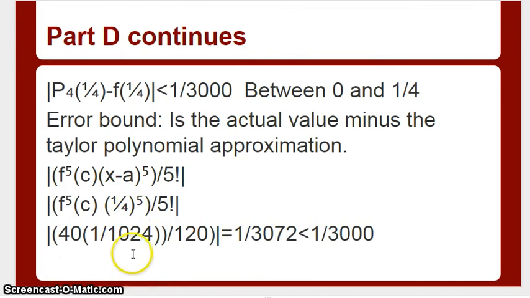So moving back to this equation, the fifth derivative bound would be 40, and then 1/4 to the fifth power would be 1 over 1024, divided by 5 factorial, which is 120. Now if you do the math right here, you would get 1 over 3072. Therefore this answer would be less than 1 over 3000.